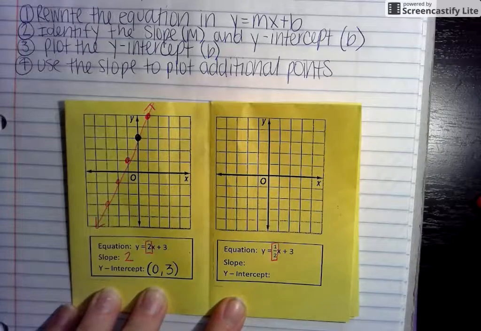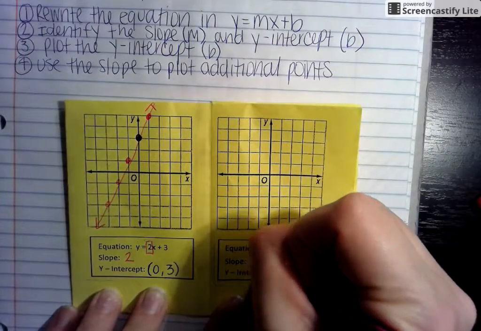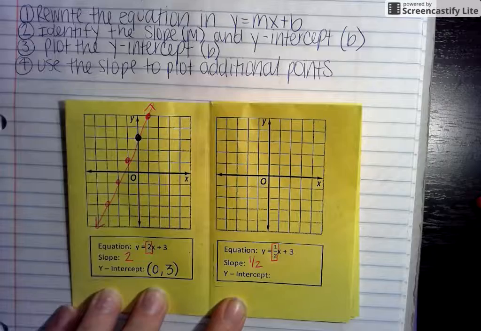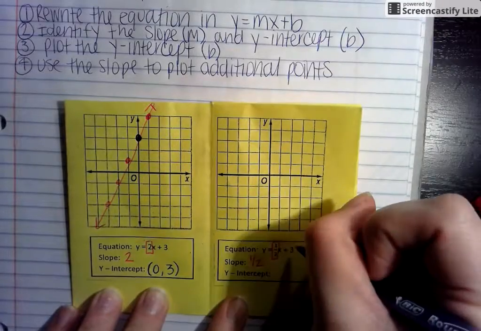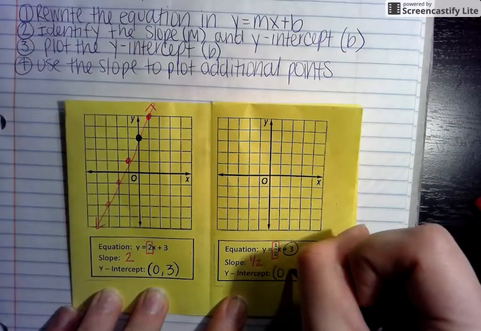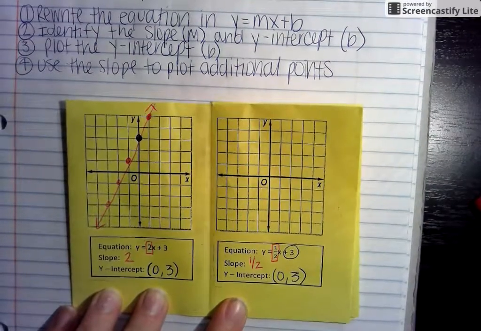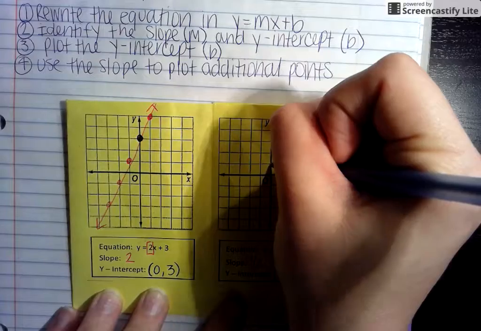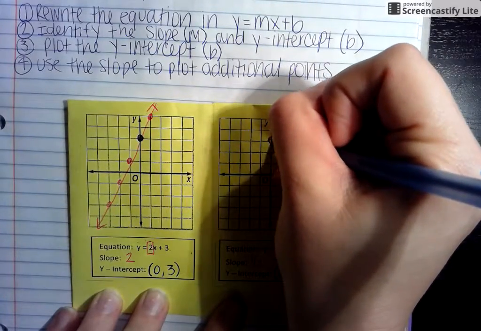And then, so I'm going to write that down. My slope is 1/2. I notice it's in y equals mx plus b, so I can start circling this. I have a plus 3, which is going to be my y-intercept, which is 0, comma, 3. So I'm going to plot my y-intercept first. So I go up 1, 2, 3.